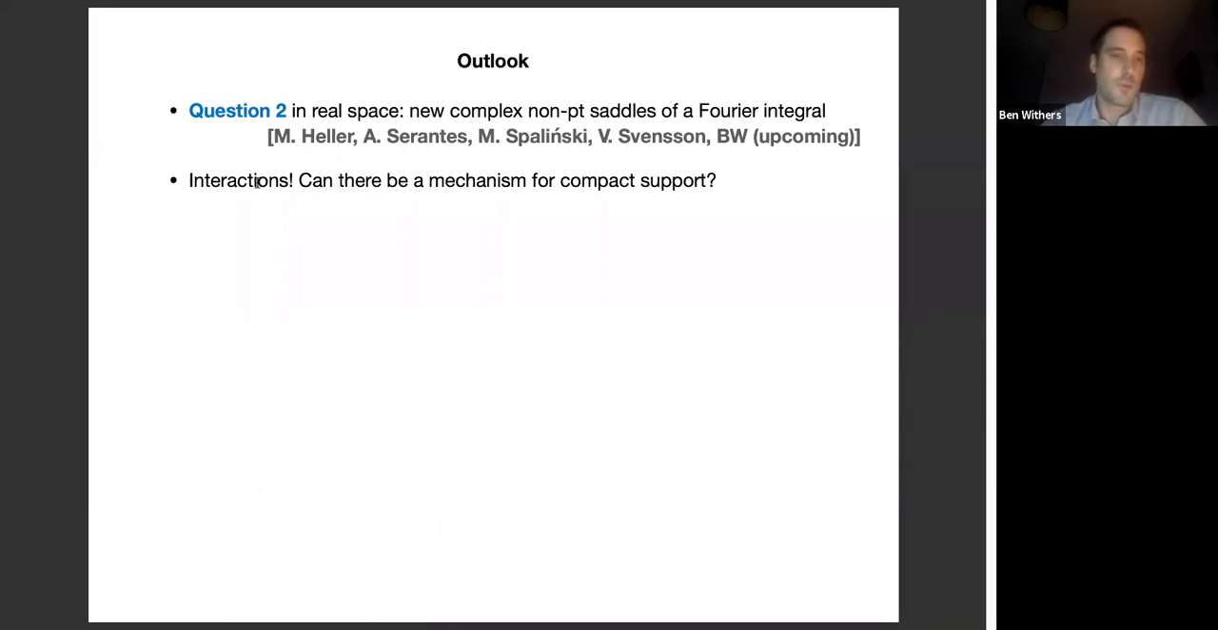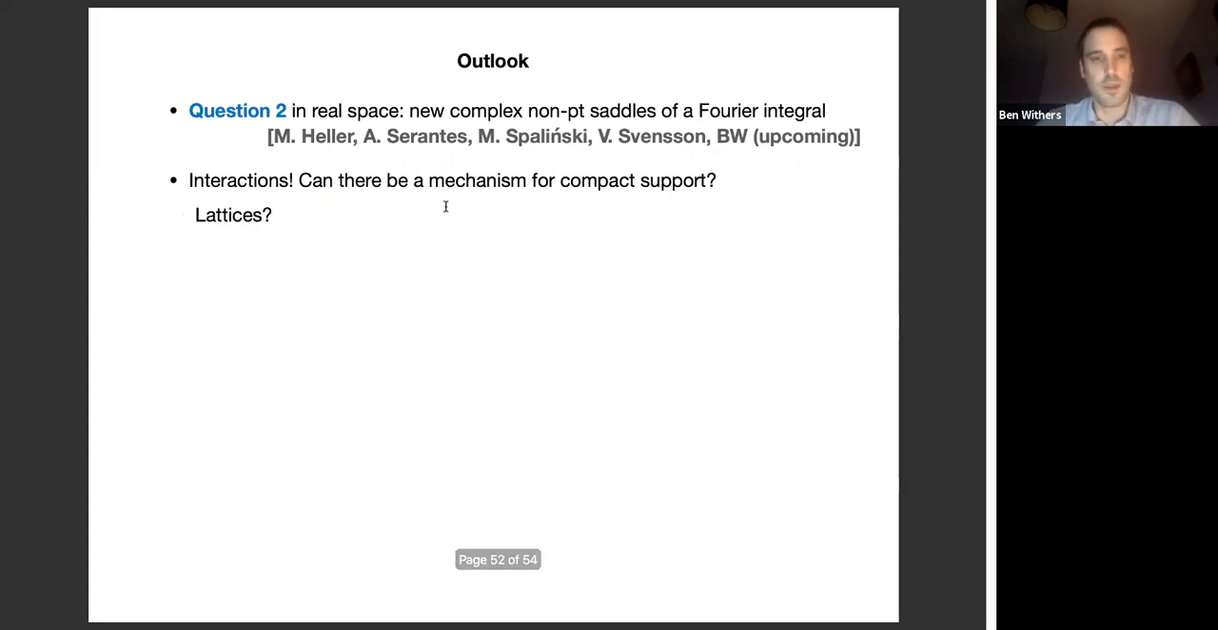As has been asked, we would like to know about interactions. Does any of this that I've said apply when you add interactions? In particular, one of the things we mentioned is that the compact support is independent of time. This is no longer true when you add interactions. The support can change over time. So can there be a mechanism where there is compact support?